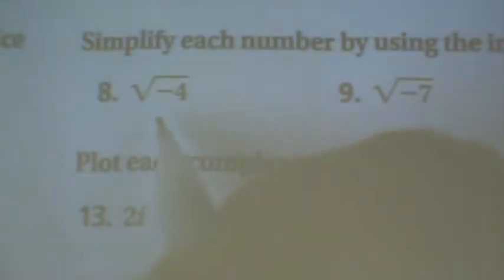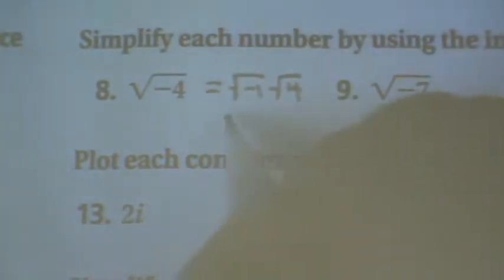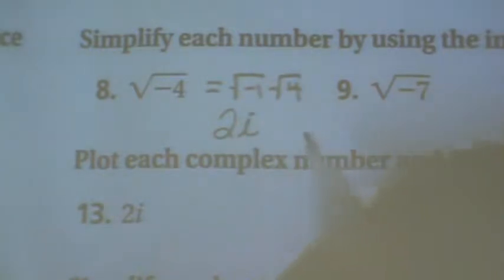So for number 8, you are going to take out a -1. This is the square root of -1 times the square root of 4. So that's going to be 2i. Number 9, you're going to take out the i, or the -1, so it's going to be square root of 7i.